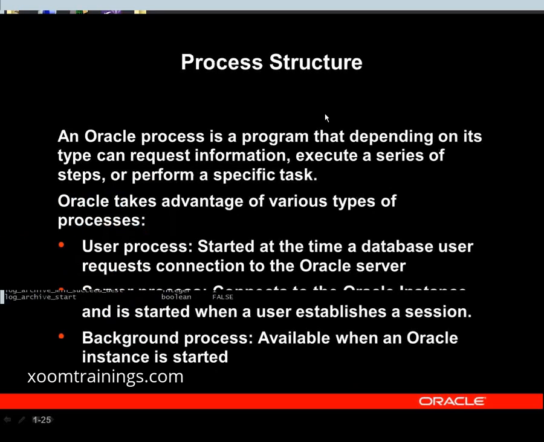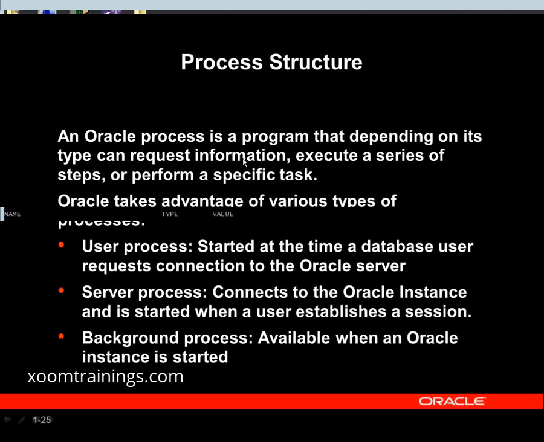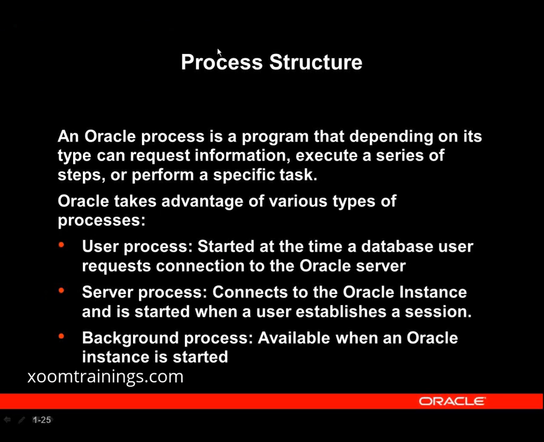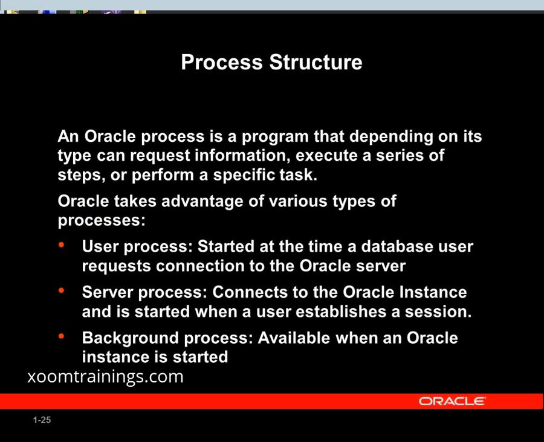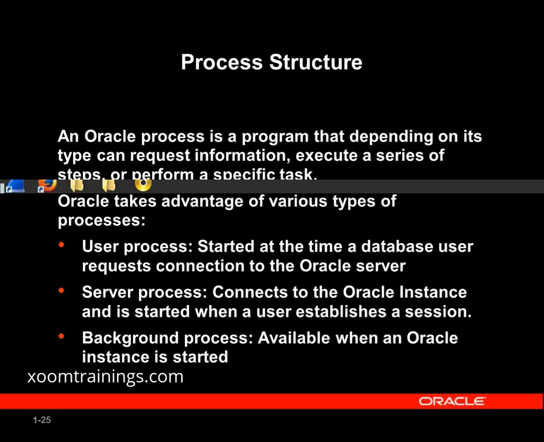Now the most important part is the process structure. As we know, what is a process? We could say a process is a program that is responsible for doing some tasks or operations. There are different types of processes: server process, user process, and background processes. A background process is responsible for interaction between your memory components, let's say the SGA, and the physical database. So it does most of the interaction between all of that.